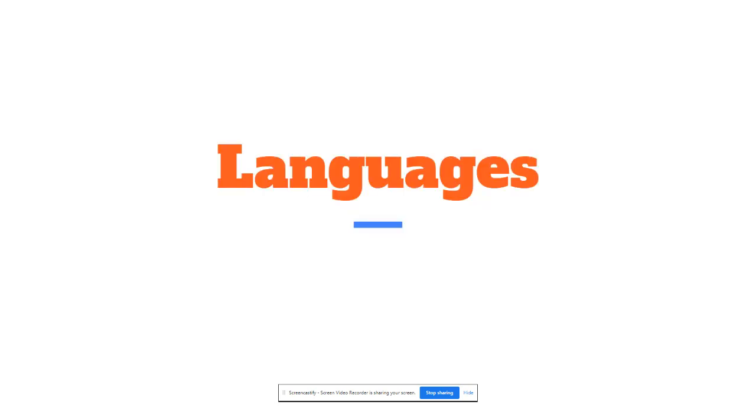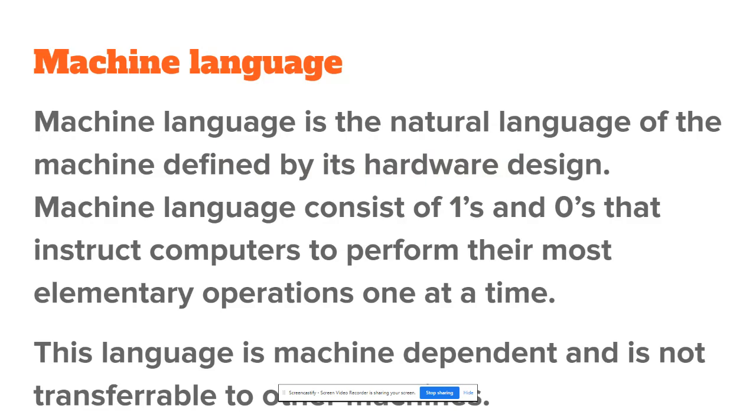Then we've got different coding languages. So you've got 3 main languages. Your machine language is the natural language of the machine, defined by its hardware design. Machine language consists of ones and zeros that instruct computers to perform their most elementary operations one at a time. This language is dependent on the machine and is not transferable to other machines. What 001 means on one machine is probably very different than what it means on a different machine.